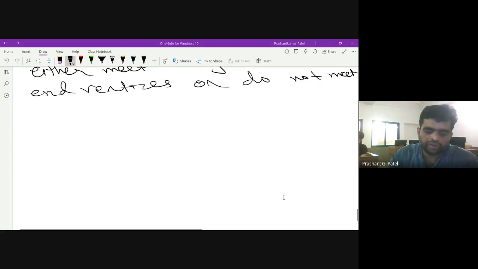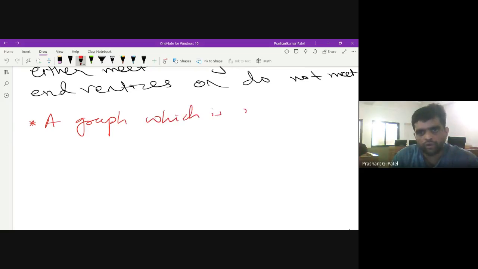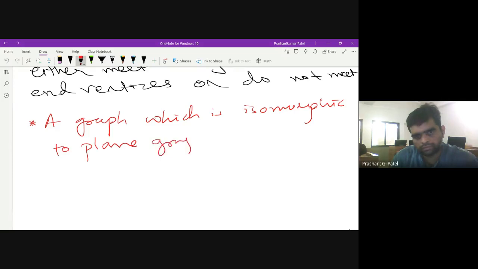So, what is the definition of a planar graph? A graph which is isomorphic to a plane graph, that graph is called a planar graph. So the definition is: a graph which is isomorphic to a plane graph is called a planar graph.